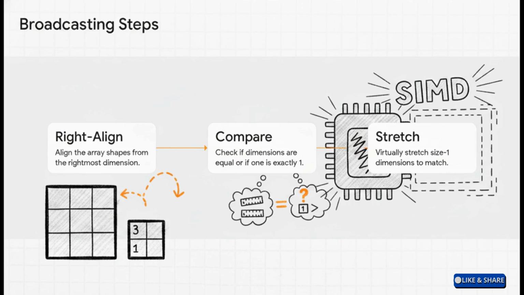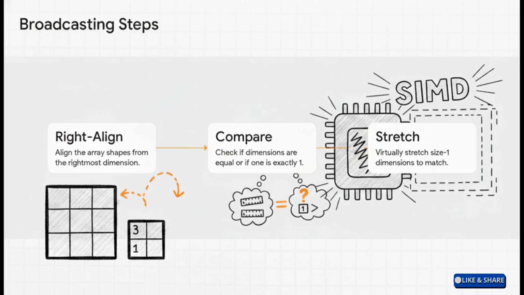Say you want to add a 3x1 array to a 3x3 array. Step 1, NumPy right aligns their shapes in memory. Step 2, it compares them. The rows are 3 and 3. Perfect, that's equal. The columns are 1 and 3. That also works because one of them is a 1.